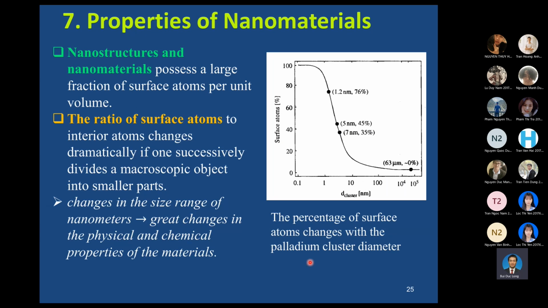And this figure shows you the ratio of surface atoms. Surface atoms mean the atoms on the surface of the nanoparticle. As you can see here, if the particle reduces, the percentage of surface atoms will increase. So nanoparticles are different from the bulk material.